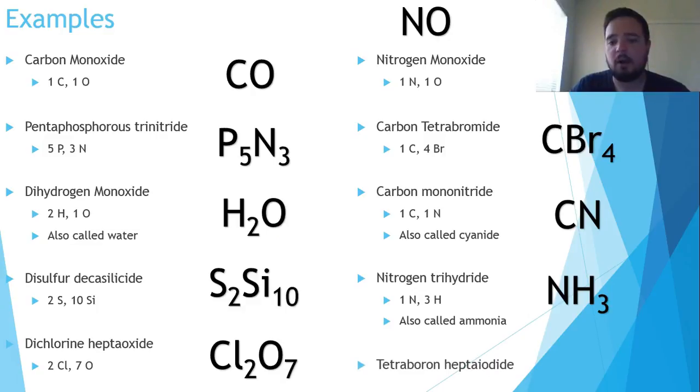And then you have tetraboron heptaiodide. Okay, so tetra meaning 4, boron, so B, hepta meaning 7, iodide meaning iodine. Okay, so that's in the halogen group. And so you have 4 boron, 7 iodine, so you have B4I7.